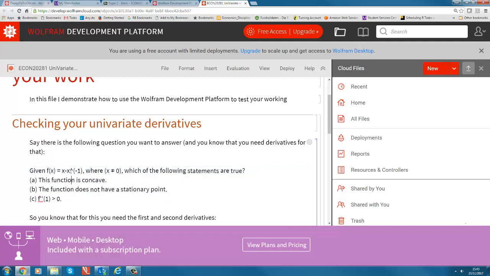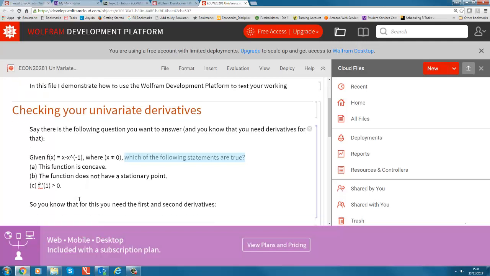So we have a function x minus x to the negative 1, so that's x minus 1 over x. We are assuming that x is unequal to 0 because we are dividing by x and we couldn't divide by 0. And the question was, which of these following statements are true? The function is concave, the function does not have a stationarity point, and the second derivative at 1 is larger than 0. So we have to do some work.